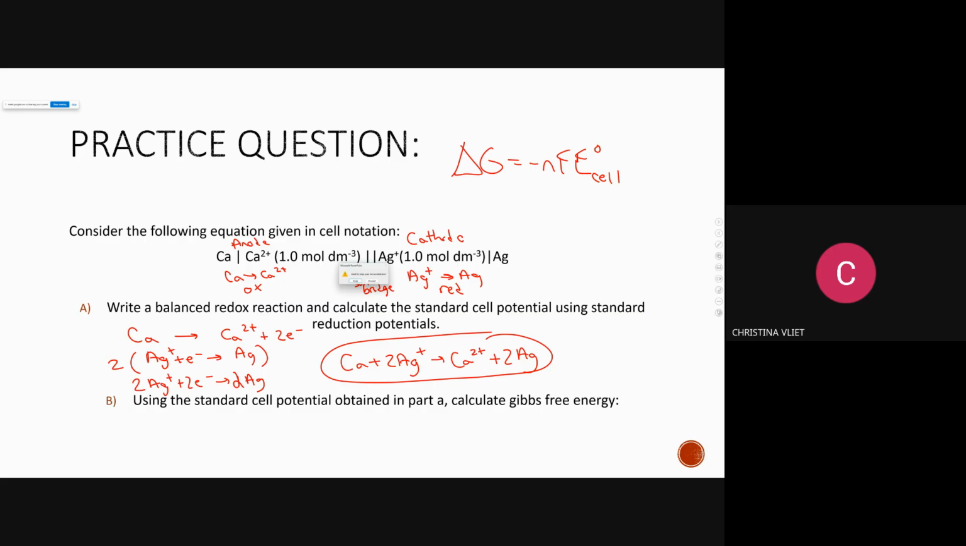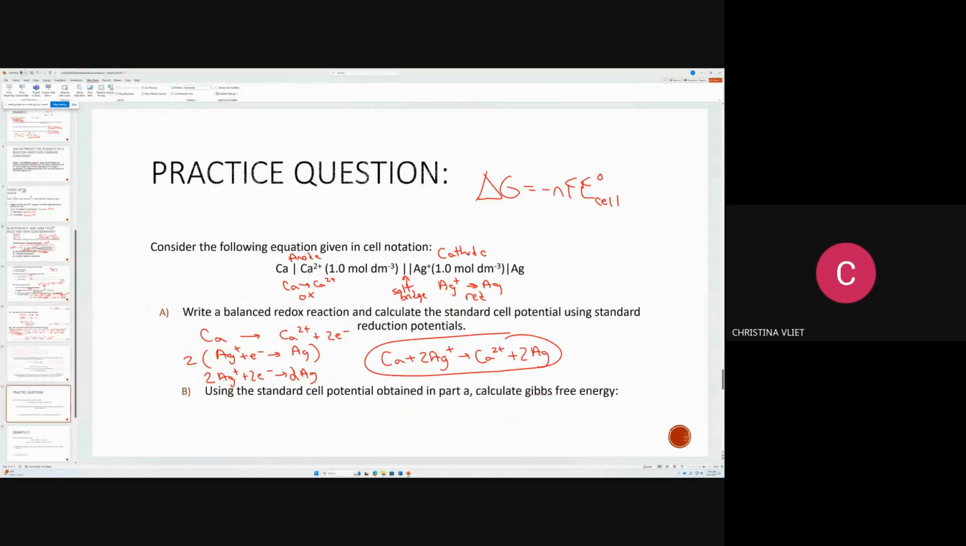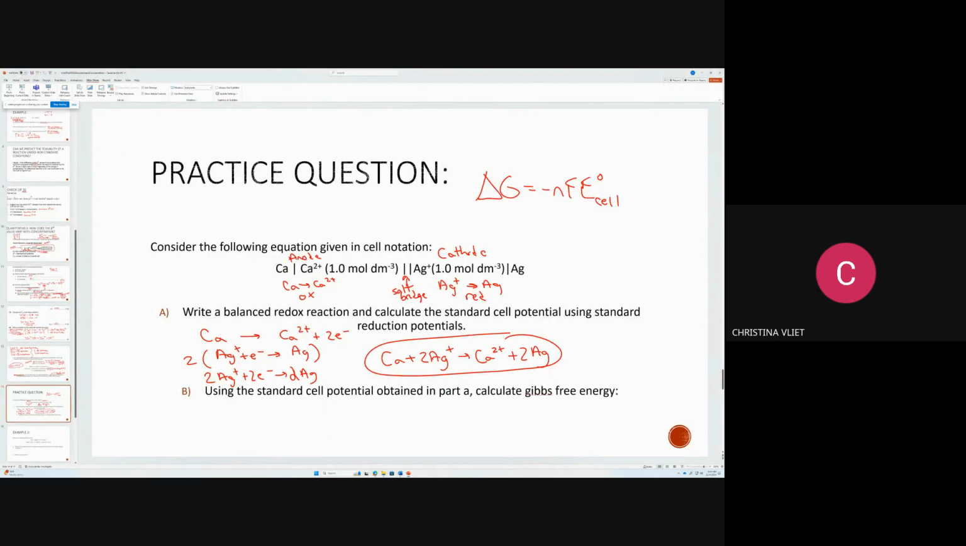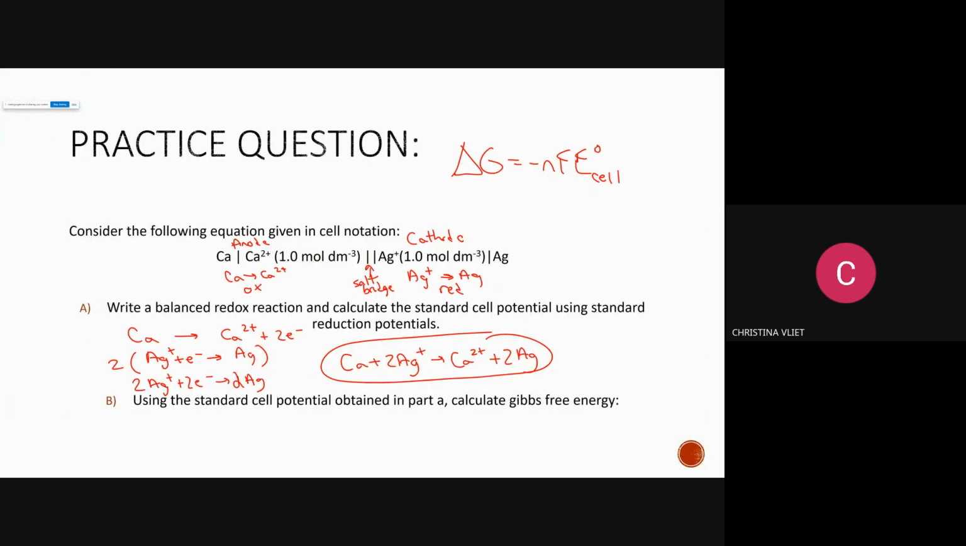So for calcium, what's it going to be? Negative. Calcium is negative 2.87 and silver is positive 0.80. So we know calcium is negative 2.87 and silver is positive 0.80. How do I put those numbers together?